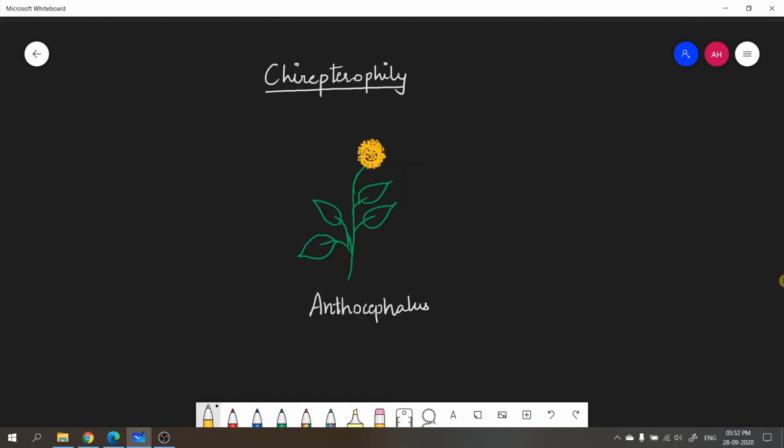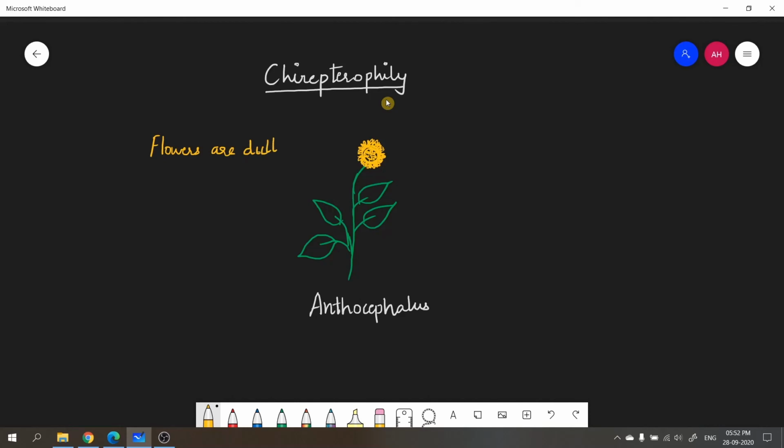So this is the last type of pollination that we are going to study in this session. So we all know that chiropterophily is a type of pollination that is carried out by the bats. Now bats can carry pollen grains up to long distances, sometimes up to several kilometers. So let us see what are the adaptations of chiropterophilous flowers. So the first important adaptation is that the flowers are dull.